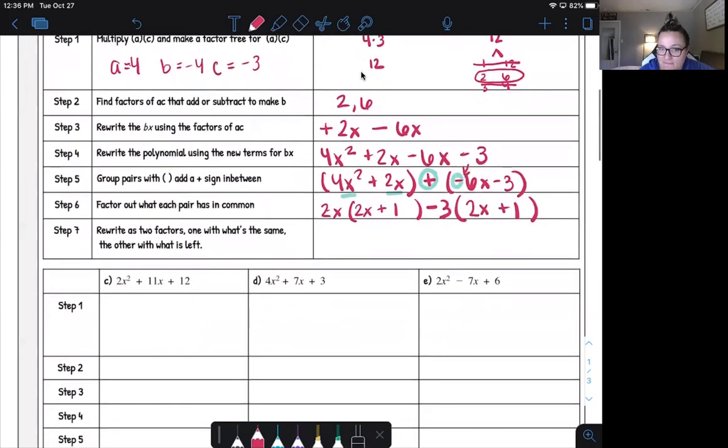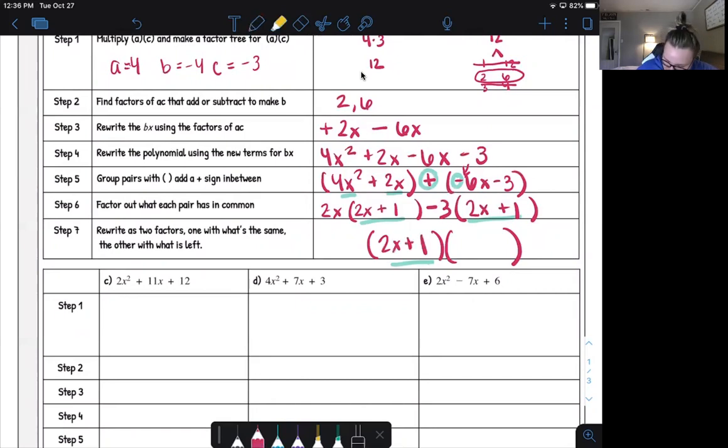Well, hey, check it out. Our parentheses match. So remember, the last step is you set up your 2 sets of parentheses, so our 2 factors. This time you're multiplying them. So this time you just put the parentheses next to each other, like multiplication. You put what's the same in the first parenthesis, so 2x plus 1.